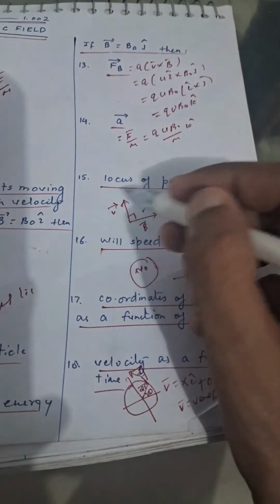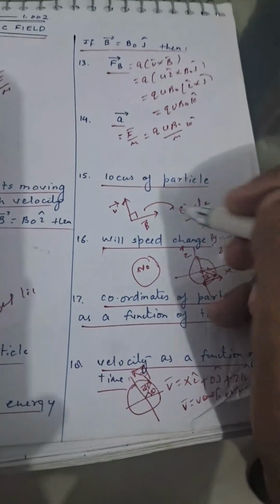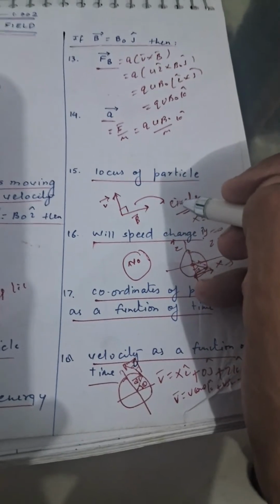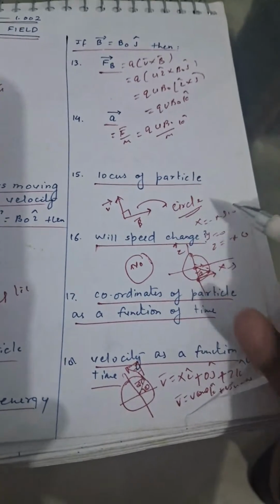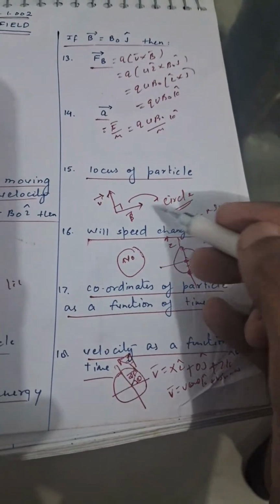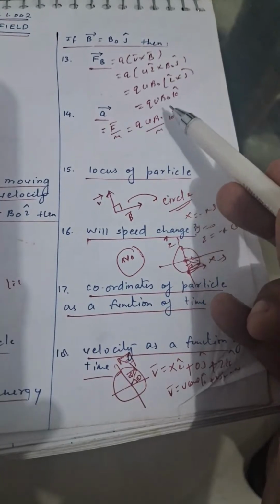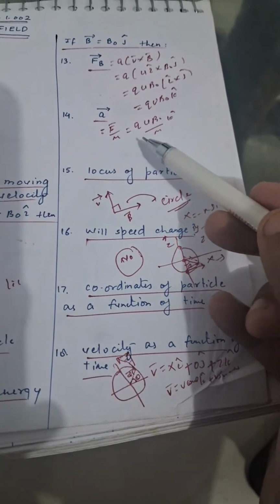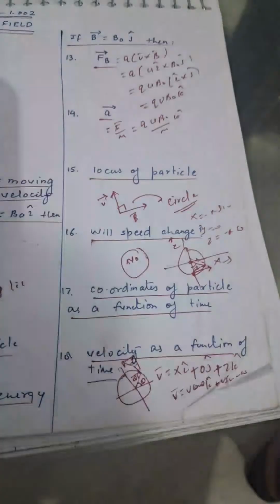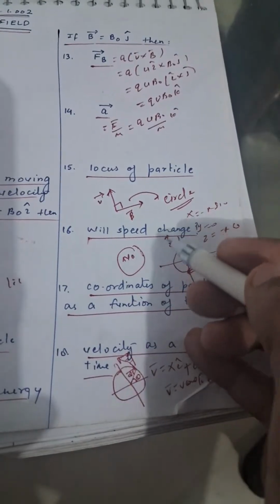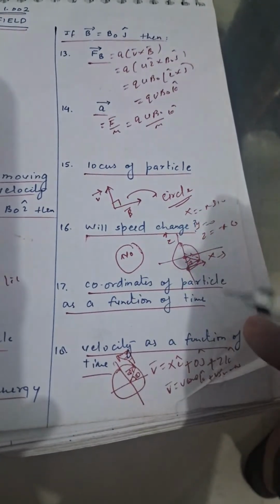Then in another question we need to find locus of the particle. So velocity is perpendicular to the magnetic field. That means locus of the particle will be a circular motion. It will be a circle, and it will be in the plane of velocity and force. So force is along z-axis, velocity is along x-axis. So it will be a circle in the xz plane. Then is another question: will speed change? No, because in magnetic field speed does not change, so it will not change.